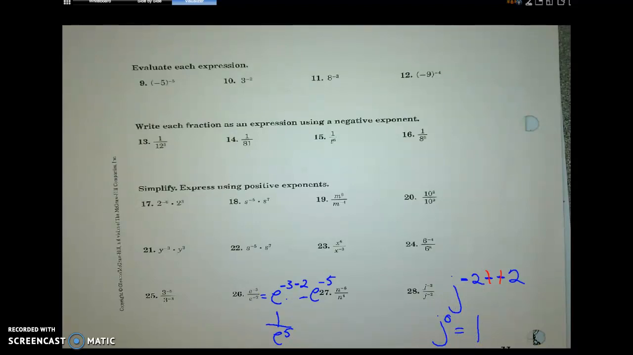And guys, now that I look back at number 26, let's go back and look at number 26. Because what I did is I did it minus a negative. On number 26, e to the negative 3rd power, and then you minus negative 2. So minus a negative is a plus a positive. So that's going to end up with e to the negative 1. And so when that turns into a fraction, it's going to be 1 over e to the 1st power. And so that would be your answer for number 26.